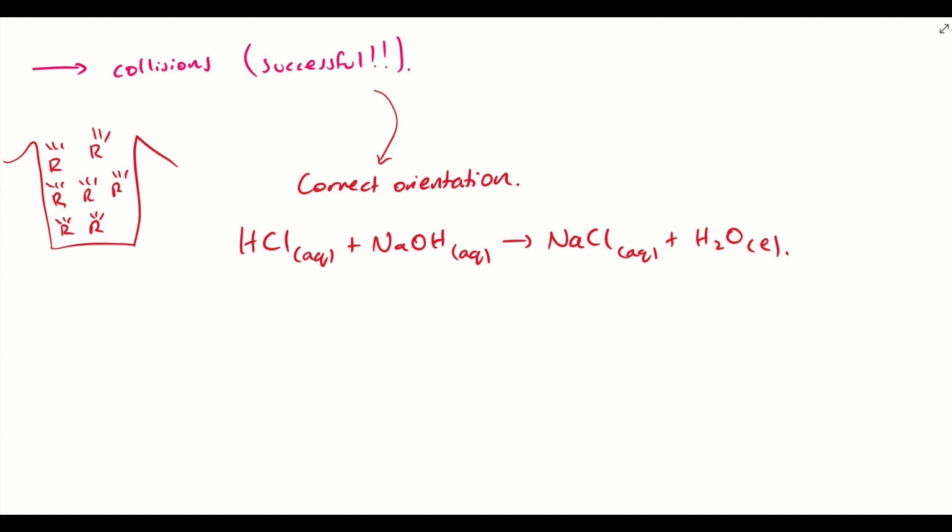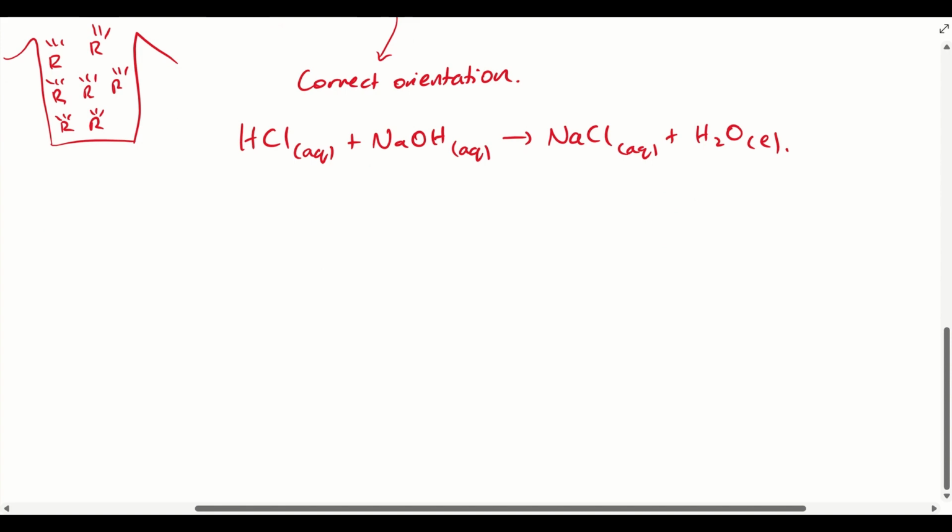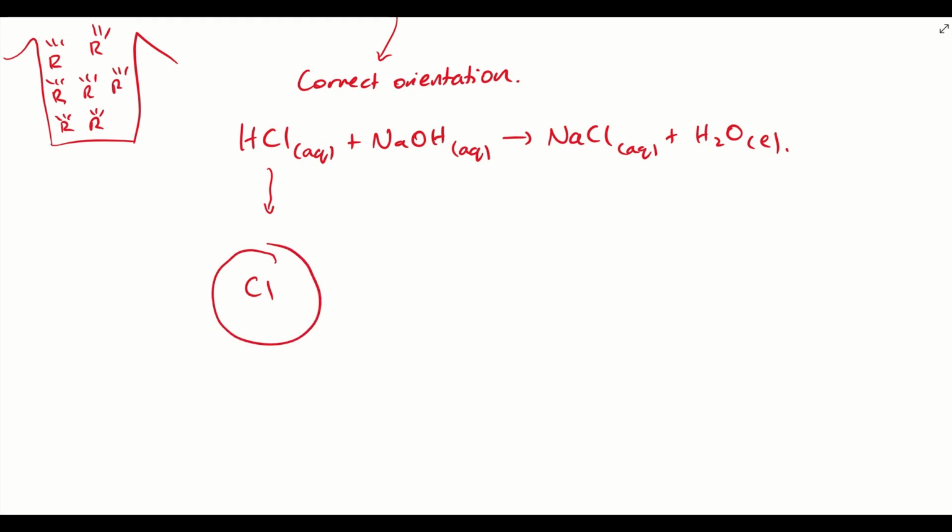So let's find out that these have to have the correct orientation. Let's see what we mean by that. Let's take a hydrochloric acid molecule, and I'm going to write this as chlorine, and that's going to be a nice big molecule, and hydrogen's only going to be little. So it's going to look something like that as our hydrochloric acid molecule.